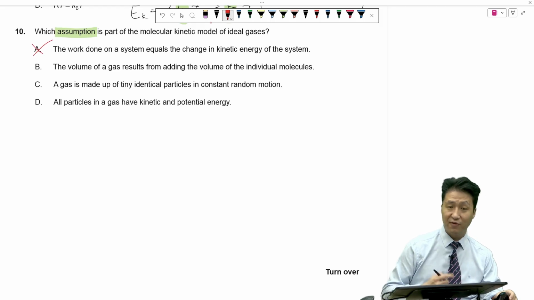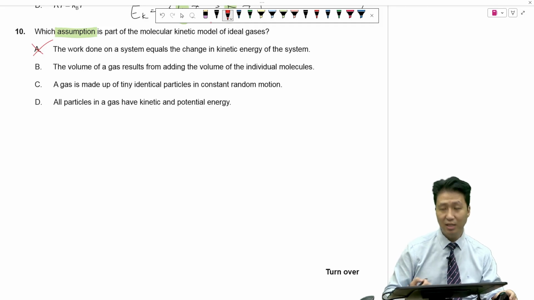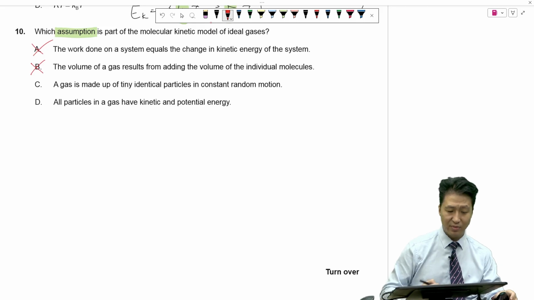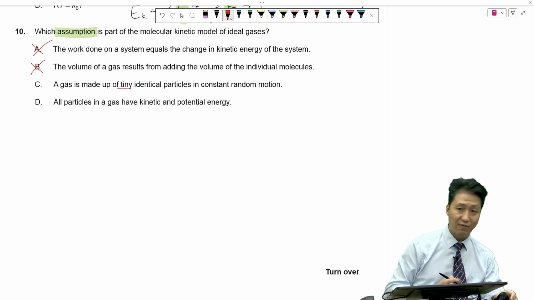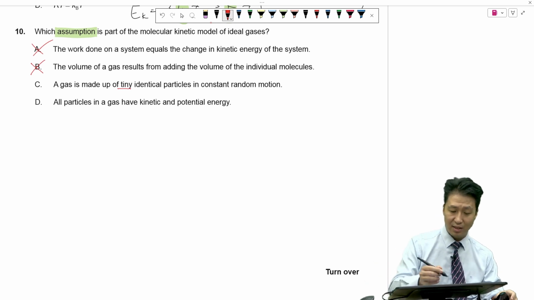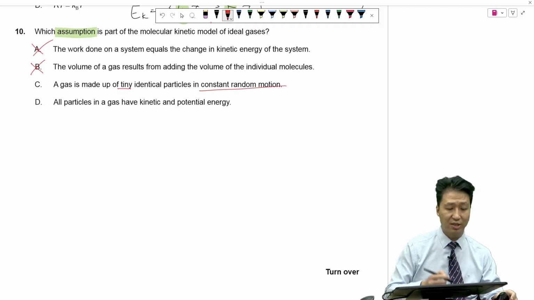B, the volume of gas results from adding the volume of the individual molecules. And recall, one of the assumptions is the volume of the molecules must be negligible. The gas is mostly empty space, so it cannot be B. C, a gas is made up of tiny identical particles in constant motion. Tiny, of course, is a result of the volumes being negligible. They're in constant random motion. This is another one of the assumptions. The answer is indeed C.